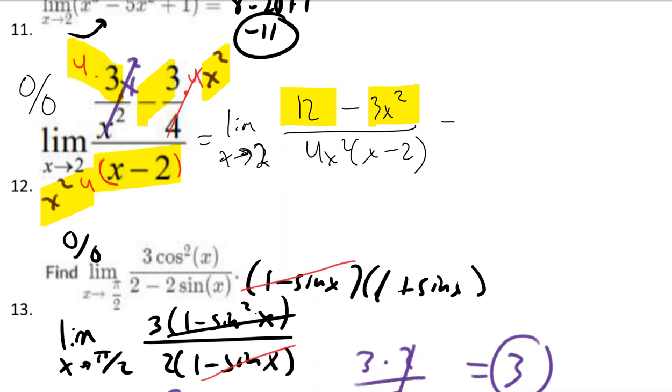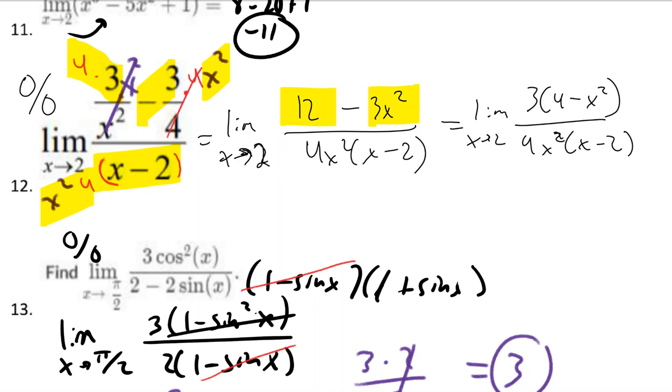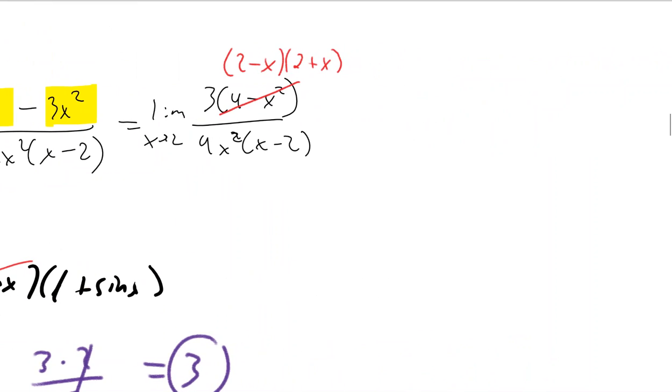Okay, the next thing that I would probably try is, it looks like in the denominator there's not really much I can do with this. It's already factored. But the numerator, I could factor out a 3. And this factors more. This is the difference of 2 squares. And so then that gets me to here.